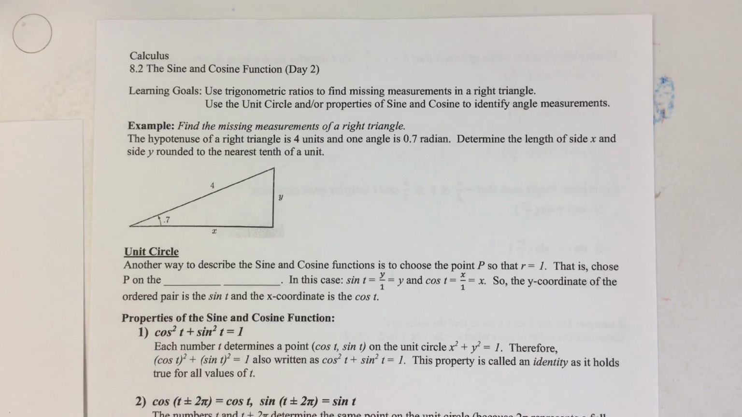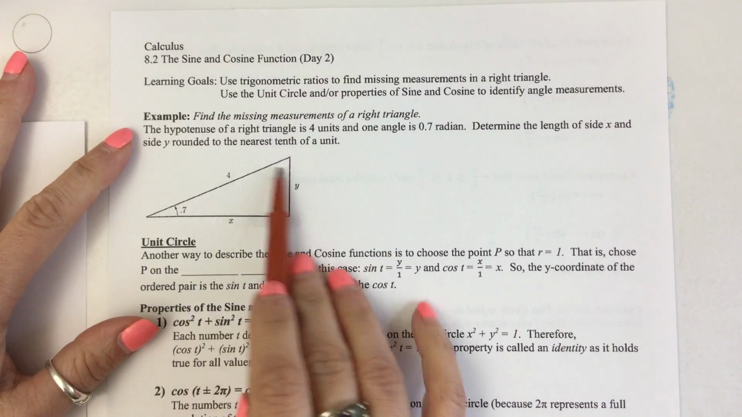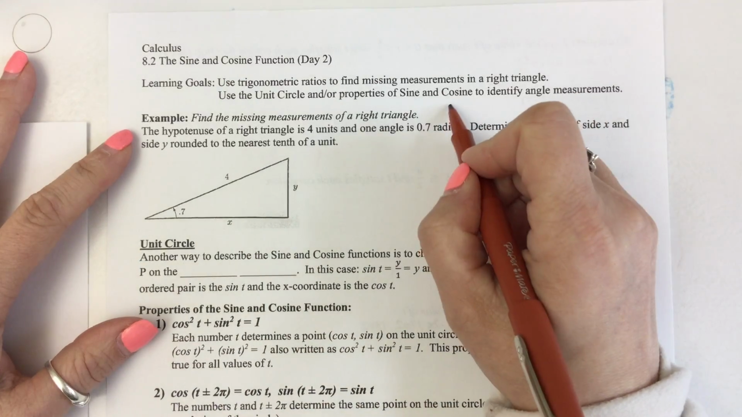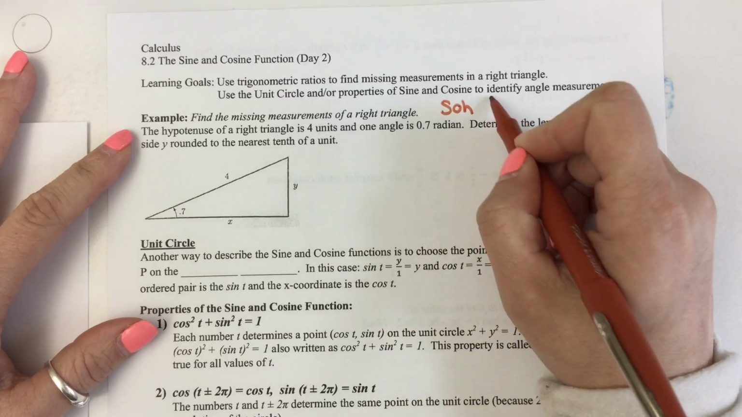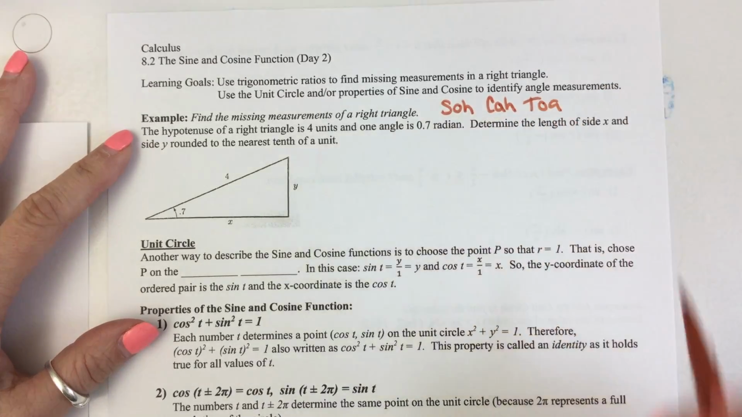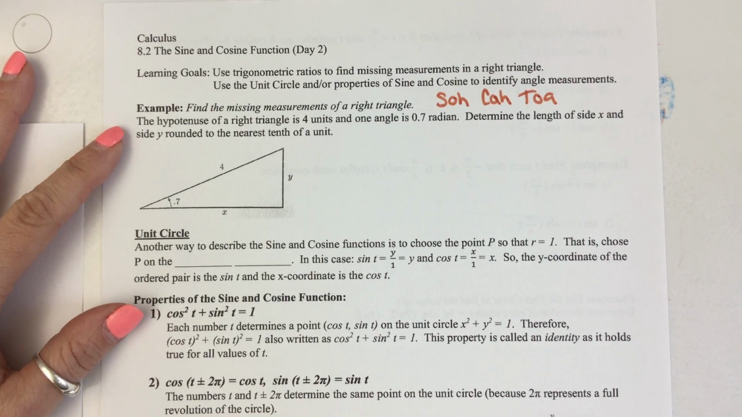Becker. Today in Calculus we are going to finish section 8.2 where we are looking at specifically the sine and cosine function. So the first thing that they want us to be able to do is take a triangle, and if they give us information, use sine, cosine, and tangent. So remember SOHCAHTOA, to be able to set up a trig equation so we can find a missing value.